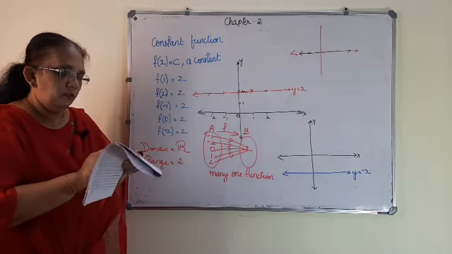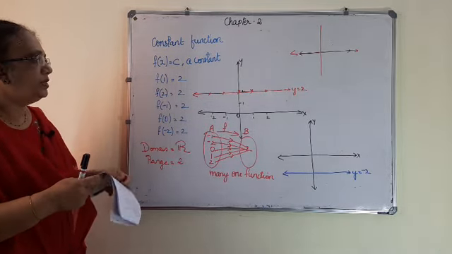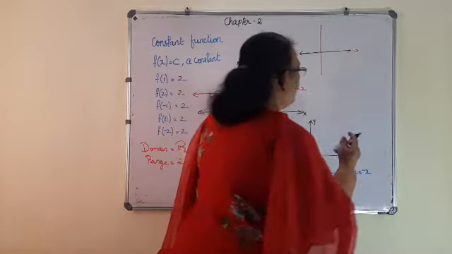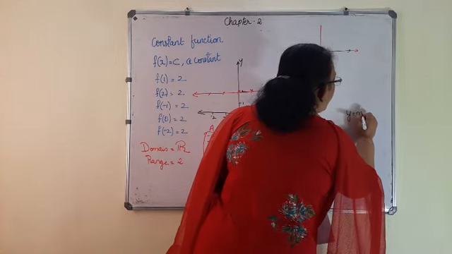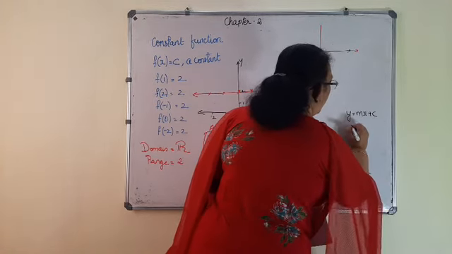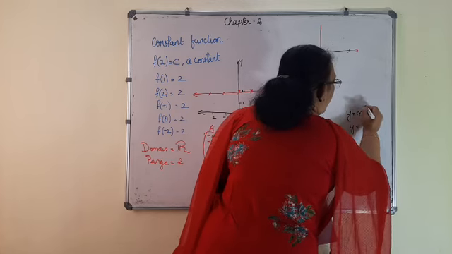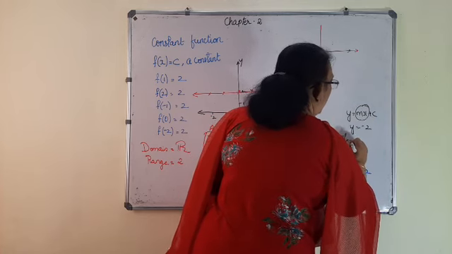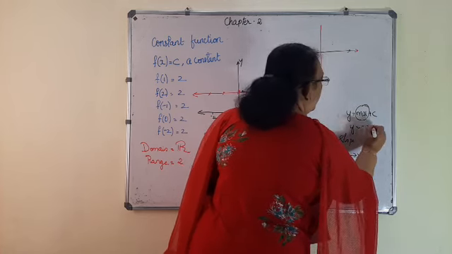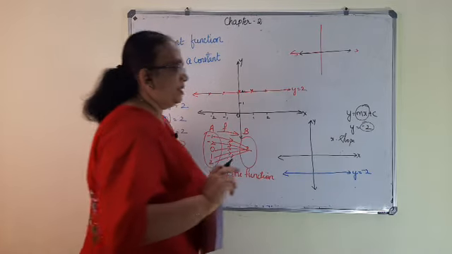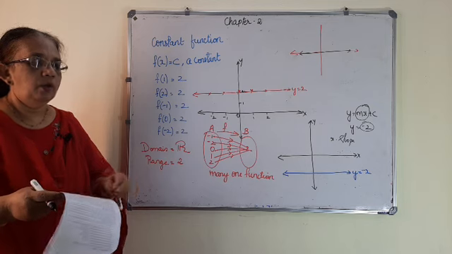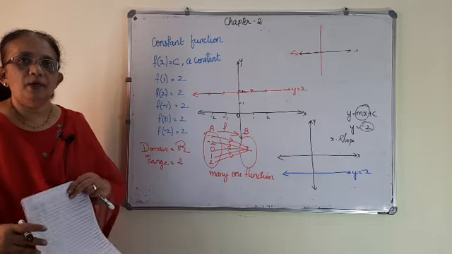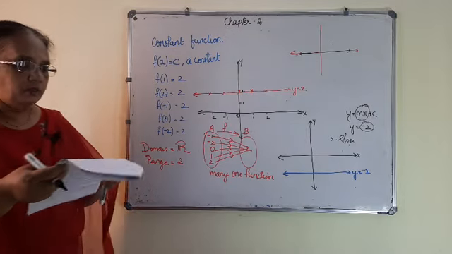It goes without saying that the slope of any constant function graph. What is the slope of the constant function graph? Because we have seen that it is of the form y is equal to mx plus c. But y is equal to minus 2. That means the x term is absent. Coefficient of x is the slope. But here there is no x term. That means the slope of the constant function graph is always equal to 0.